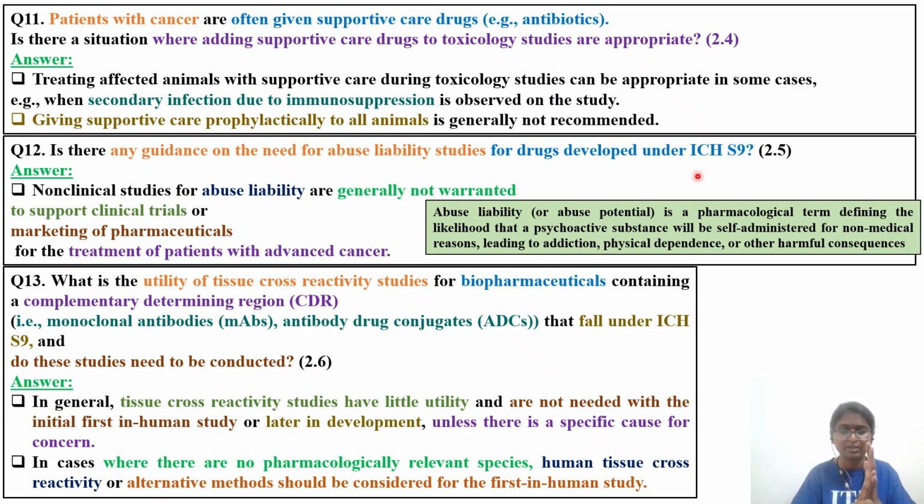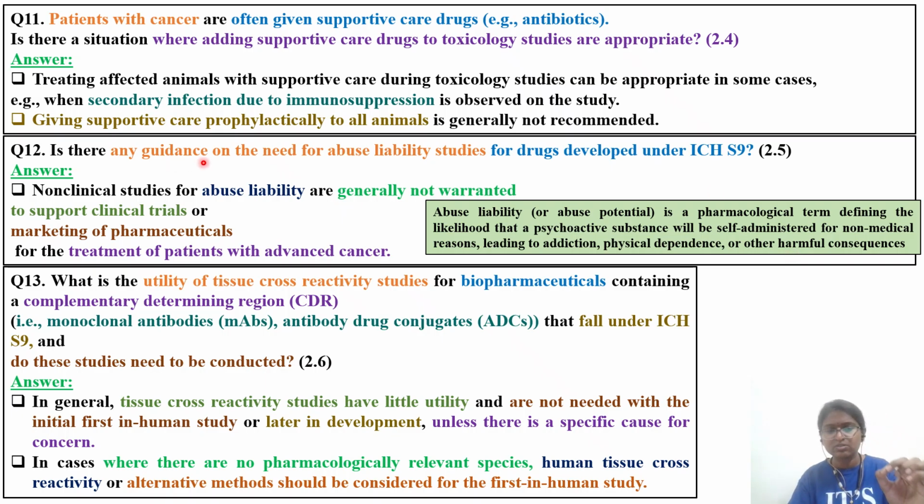First we'll understand what is abuse liability. Abuse liability, or abuse potential, is a pharmacological term defining the likelihood that a psychoactive substance, like morphine or those pain relieving drugs, will be self administered for non medical reasons. If the person is having cancer pain, it is okay, but here you are administering for non medical reasons, leading to addiction, physical dependence, or other harmful consequences. So this is the meaning.